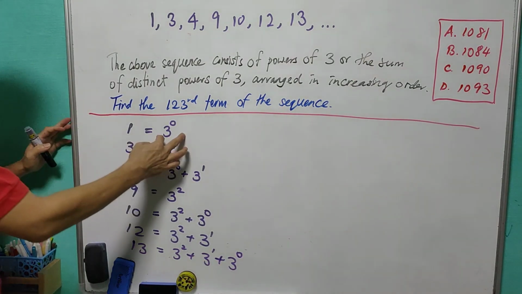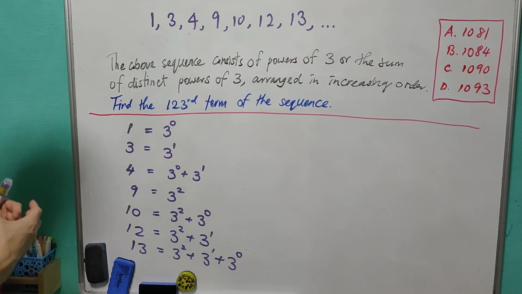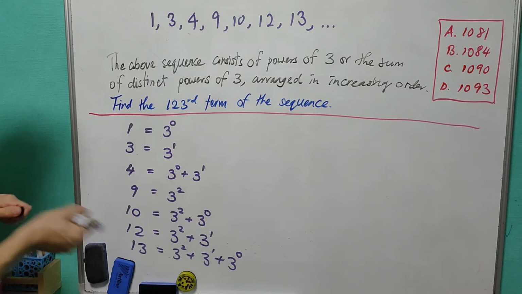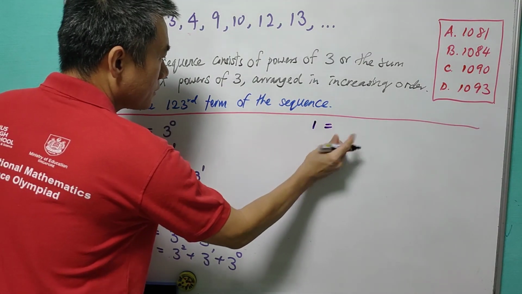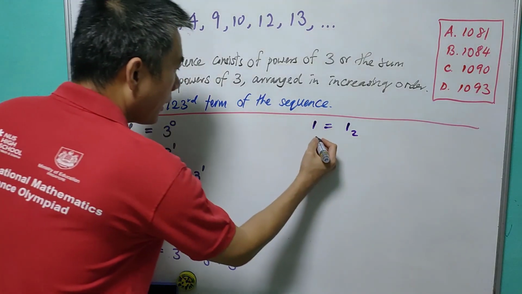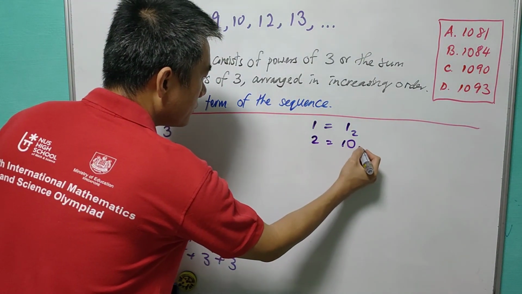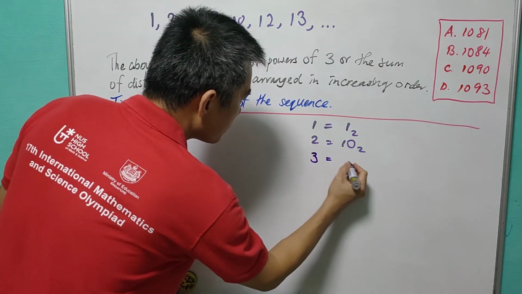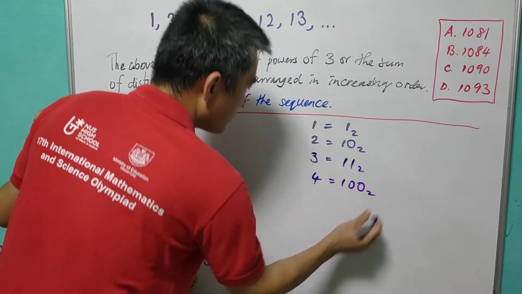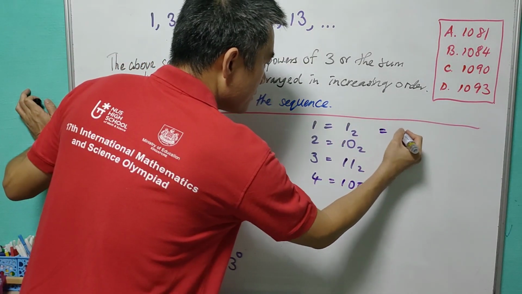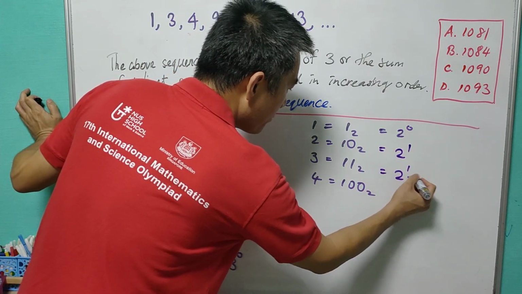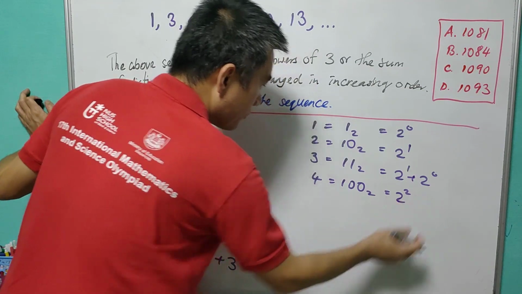Now when we look at all these numbers, it is similar to what we have in binary form. That is, 1 is equal to 1 base 2, and 2 is equal to 1, 0 base 2. 3 equals 1, 1 base 2. 4 equals 1, 0, 0 base 2. What this means here is this is 2 to the power 0, and this is 2 to the power 1. This is 2 to the power 1 plus 2 to the power 0, and this is 2 to the power 2.